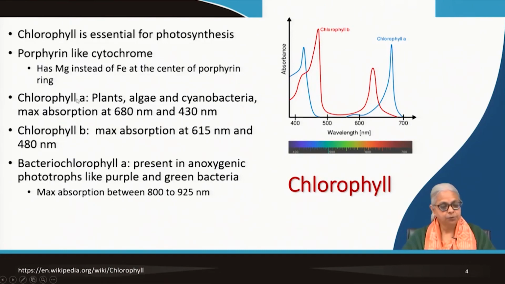The maximum absorption for chlorophyll A is at 680 nanometers as well as 430 nanometers, and chlorophyll B has maximum absorption at 615 nanometers followed by 480 nanometers. Bacteriochlorophyll is quite similar. It is present in anoxygenic phototrophs like purple and green bacteria. Maximum absorption is kind of off the scale, it's towards the infrared region, and that's 800 to 925 nanometers.